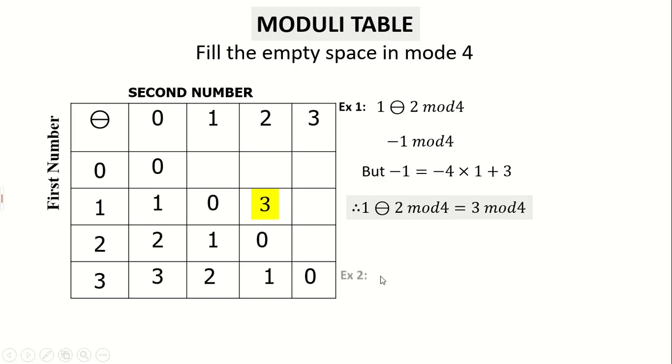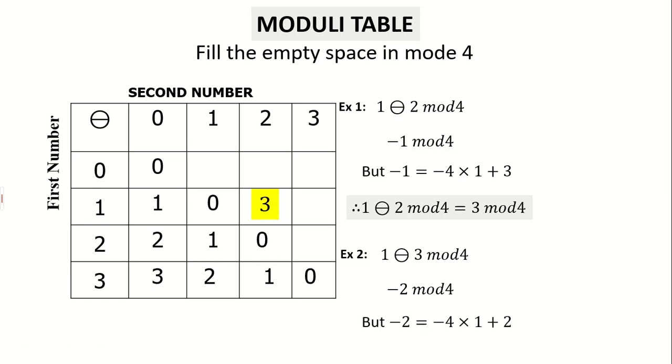Now let's consider another example. The other example we have here is 1 operation 3, so I want to fill this space here. If you do that, you have minus 2 mod 4, and minus 2 can also be transformed into this. So in a nutshell, I have 2 mod 4. Remember, we always pick this.